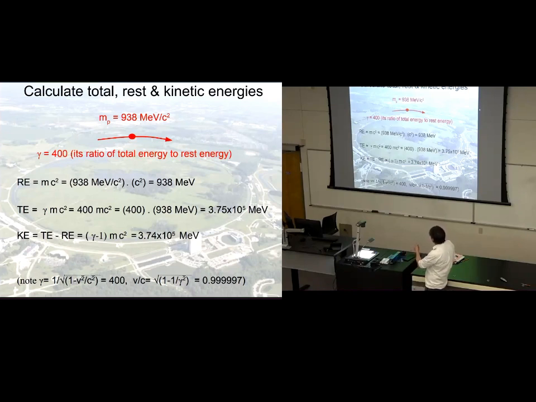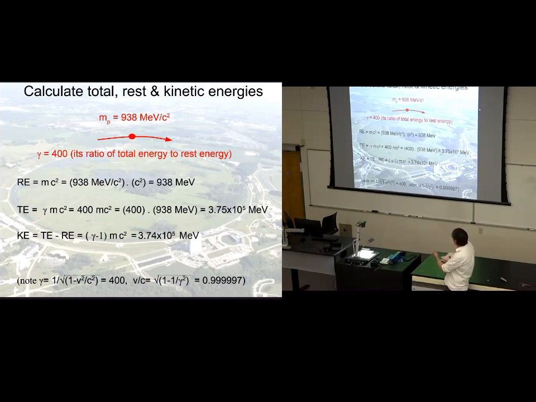Rest energy is mc squared. To calculate the rest energy, I've just got to take the mass, 938 MeV over c squared, and multiply it by c squared. The c squareds will cancel out in the numerator and denominator. I get 938 MeV. That's the rest energy.